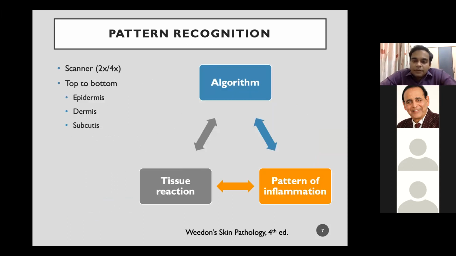Moreover, we have to recognize the patterns. Pattern recognition is of paramount importance, as we all know. First of all, we should start seeing our slides at low power, commonly called scanner view, and scan from top to bottom. It's a mixture of the algorithm that we theoretically use, the pattern of inflammation, and the tissue reaction.